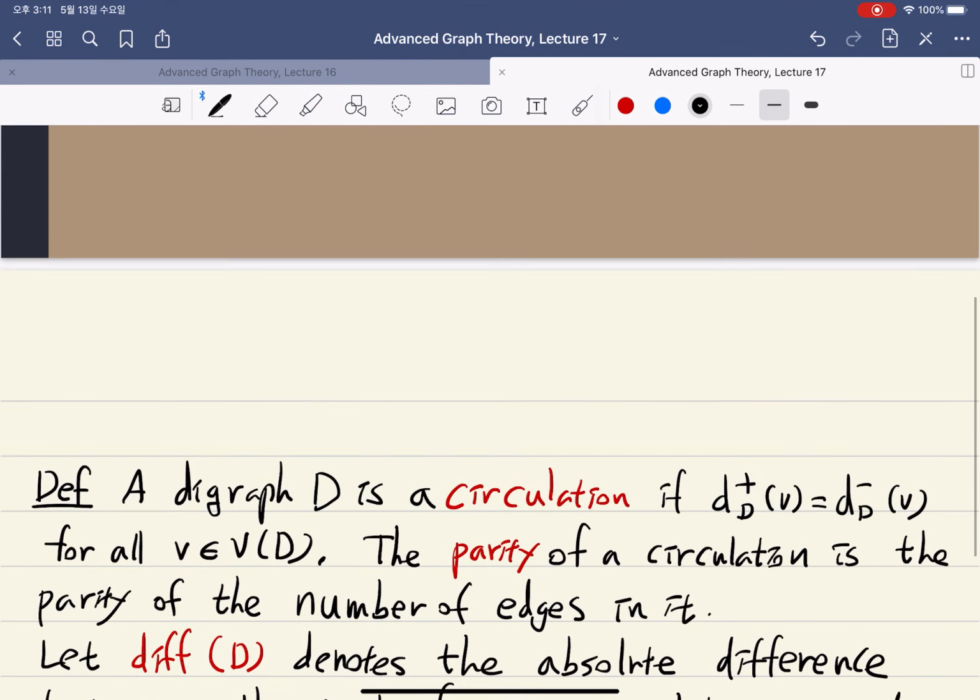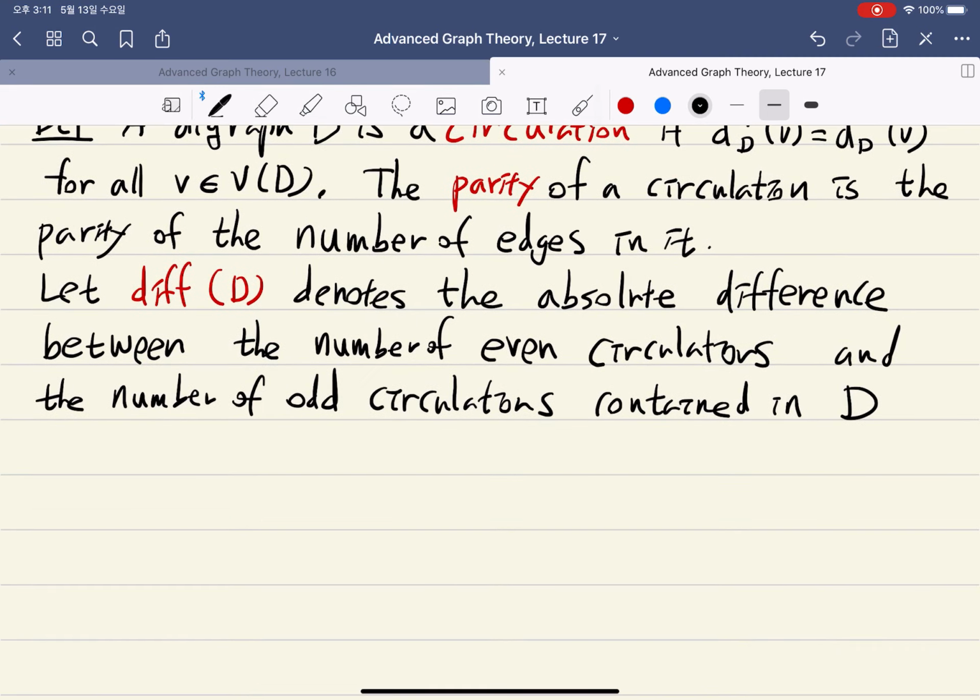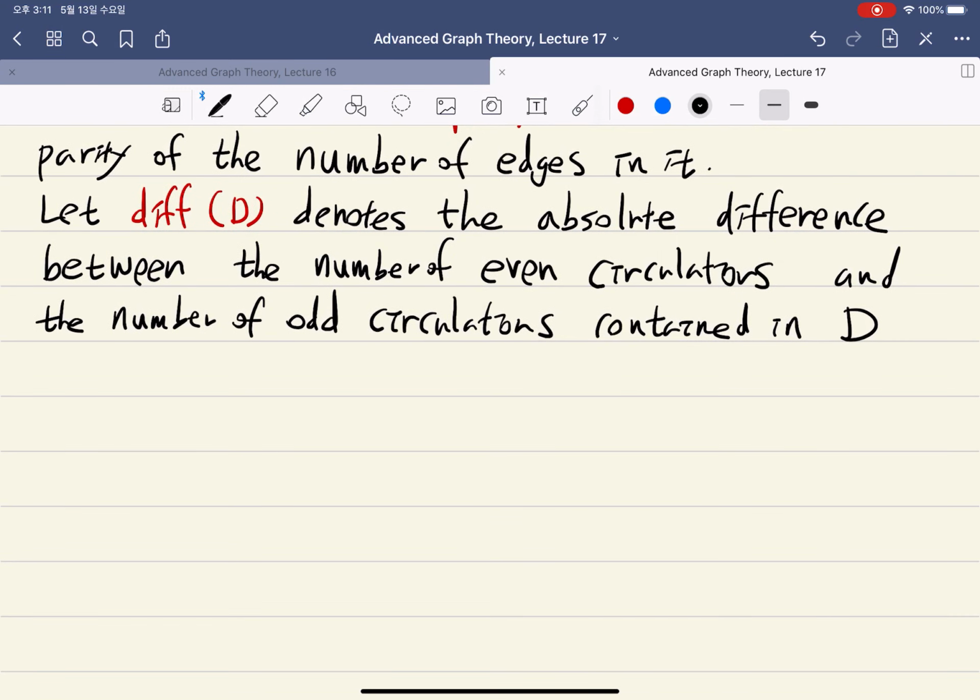So now we want to learn about some connection between coloring and polynomial. So our goal is to prove the following theorem by Alon and Tarsi.